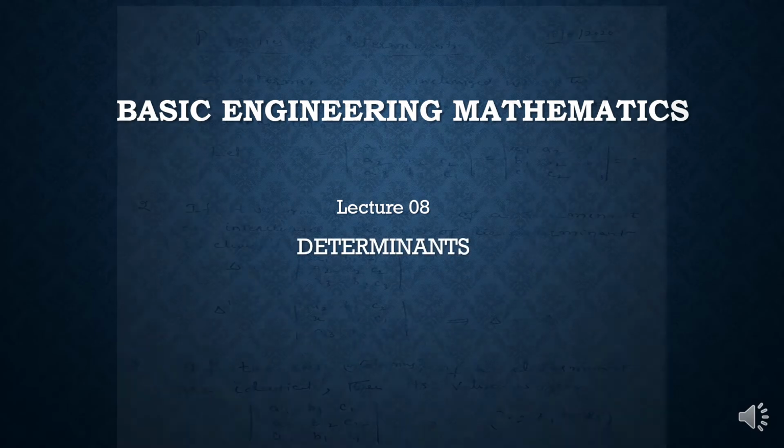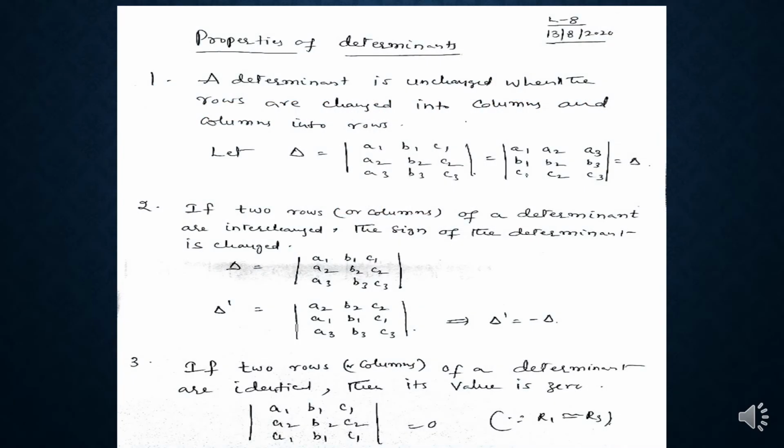In the previous class, determinants were evaluated by using Laplace expansion. By using the properties of determinants along with the Laplace expansion, it is very easy to evaluate the given determinant. So see the properties. Number 1: a determinant is unchanged when the rows are changed into columns and columns into rows.